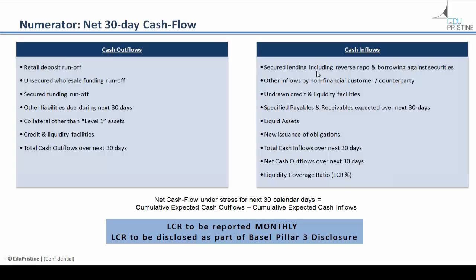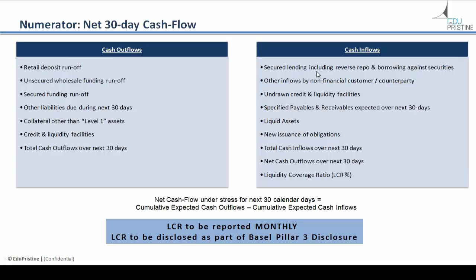The cumulative cash outflow includes your outstanding balances of your liabilities and off-balance sheet commitments, as well as your expected roll-off or drawdown. The cumulative cash inflows include the outstanding balances of contractual receivables and the percentage that reflects the expected inflow under stress. So the combination of the two will give you your total cash inflows.